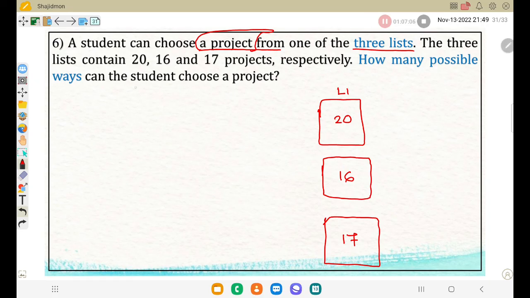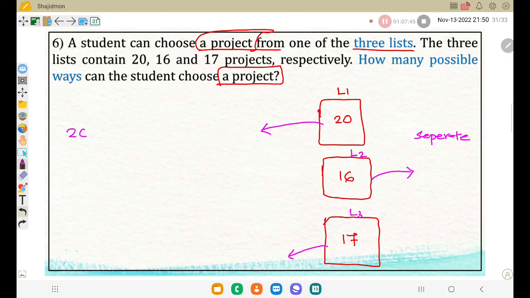How many possible ways can the student choose a project? Only one project he needs to choose. So how many ways can you choose? It is separate, correct? It is separate, not continuous. Either he will choose one project from here, otherwise one project from here, otherwise one project from here. One project from one of the lists, either list 1 or list 2 or list 3, correct? So how many possibilities is he getting, that is the question.